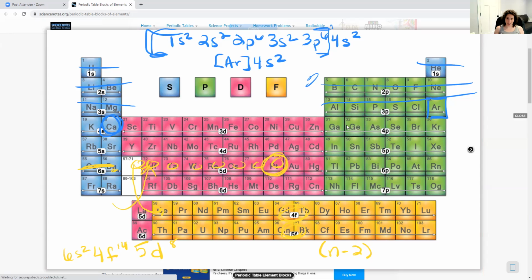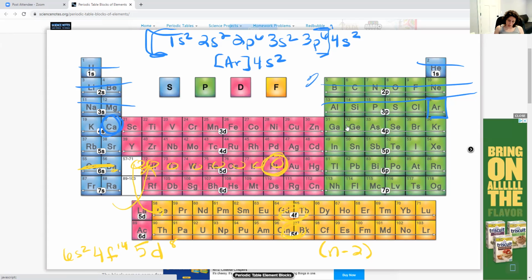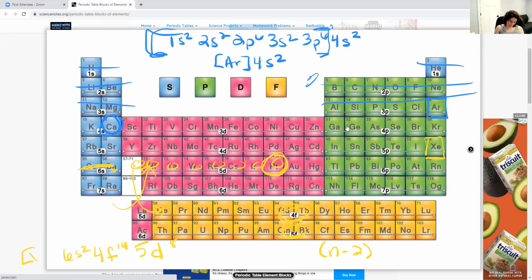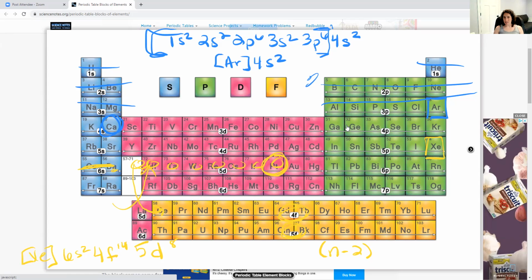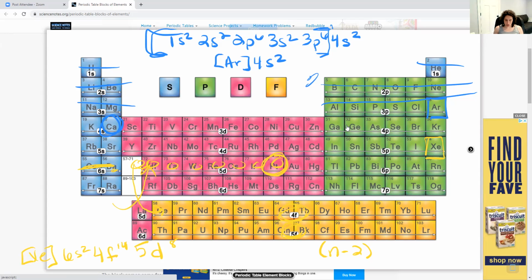Or I can say xenon, 6s2, 4f14, 5d8. So that is why the noble gas notation is so incredibly useful. It just makes it a heck of a lot shorter.